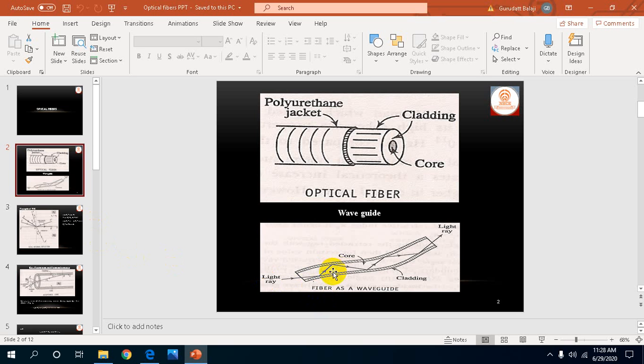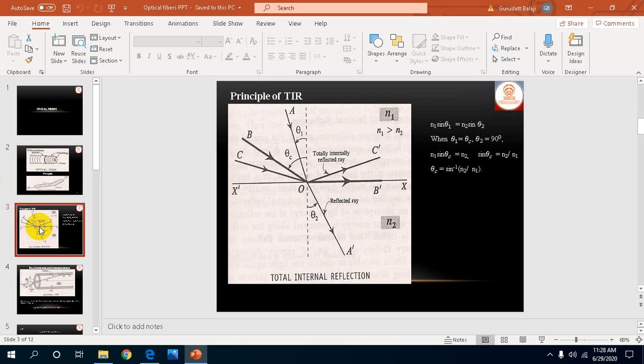As we know, a waveguide is a tubular structure in which energy of some sort can be guided in the form of waves. Since light waves can be guided through a fiber, it is called a light guide. It is also called a fiber waveguide or fiber light guide. What is the basic principle on which the optical fiber works? It is nothing but TIR. What is this TIR? It is total internal reflection.